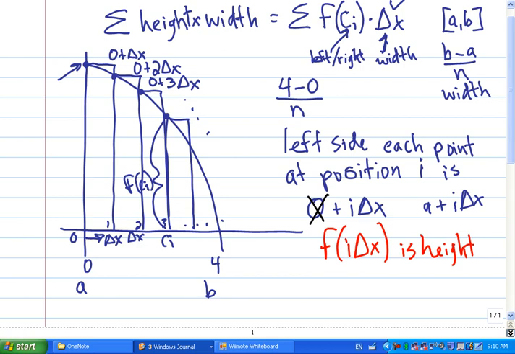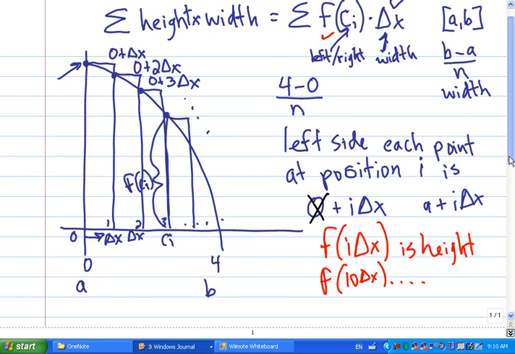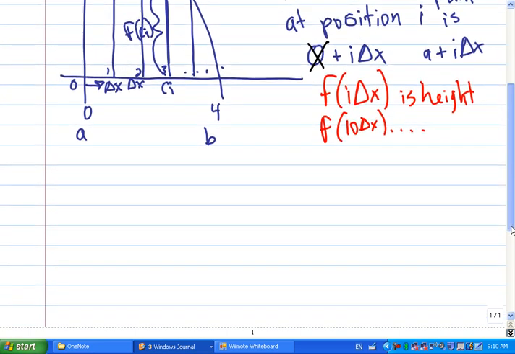So if you told me, like, what's the height for point number 5? It would be 5 delta x. What's the height for point number 10? Then it would be f of 10 delta x, right? So now I can try and put these back together in this formula, and I'll try and describe it for you as I write it down.